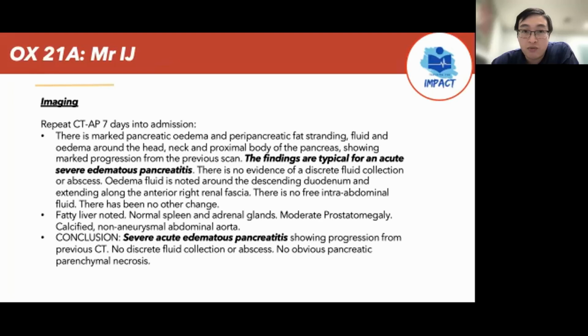So we did a repeat CTAP about 7 days into the admission, just to make sure that this patient didn't develop any complications, and thankfully they didn't. So it was just acute edematous pancreatitis, which is the most common kind of pancreatitis. Although you'd expect it to be progressive, the good thing is that there are no abscesses, no walled-off necrosis, no fluid collection, etc. So we just treated this patient conservatively.